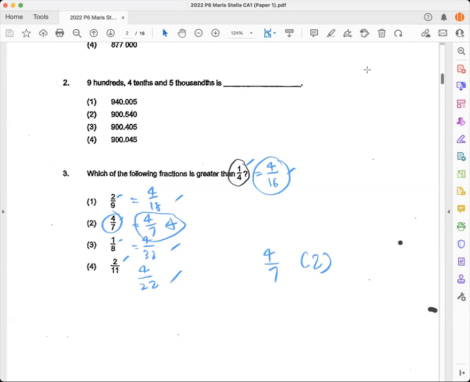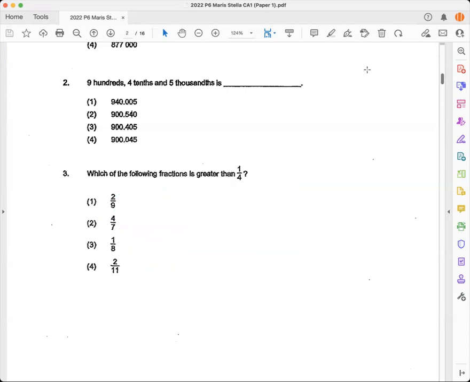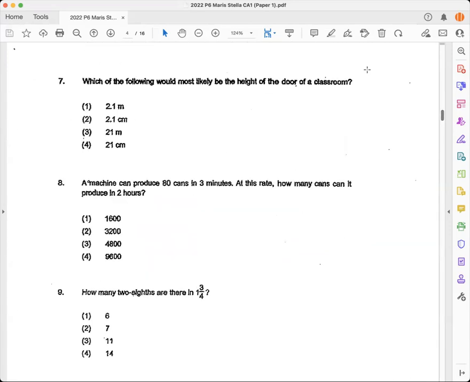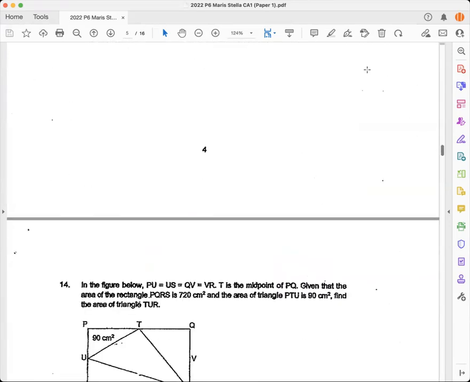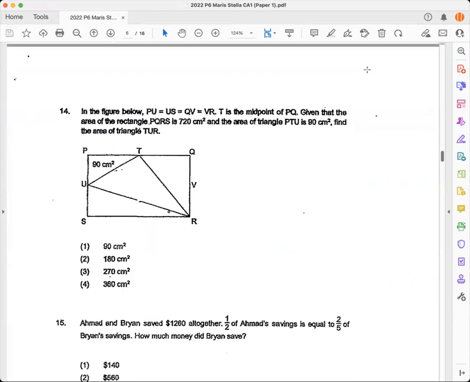The other question I want to go through is question number 14. The rest is pretty easy. Let's go through question 14. To do question 14, you need to know the formula of a triangle. The area of a triangle is half times base times height, right?